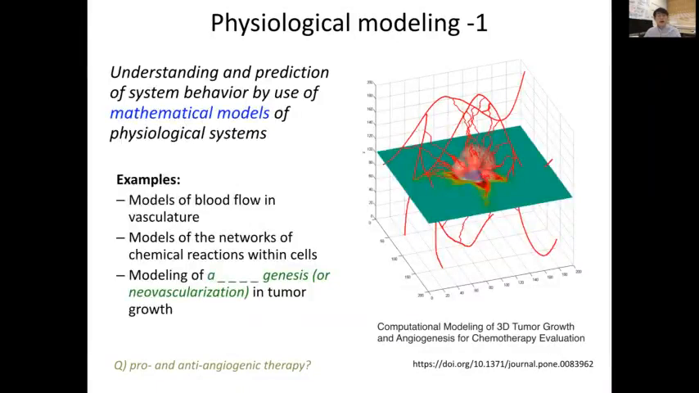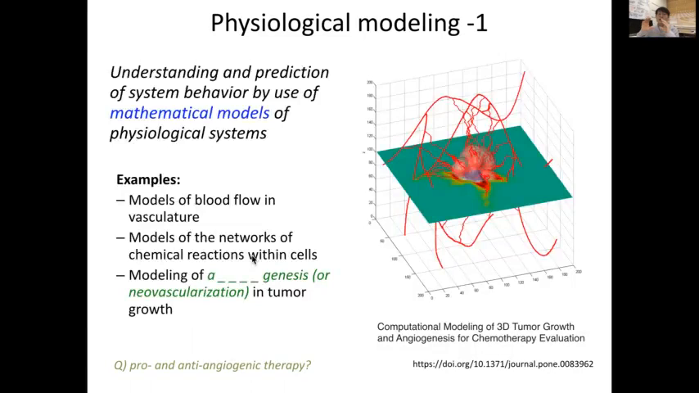So as a first topic, I want to introduce physiological modeling. This is understanding and prediction of system behavior by use of mathematical models of the physiological systems. For example, we would like to model blood flow in a vasculature or vascular network. Or we also want to model the networks of chemical reactions within the cell.